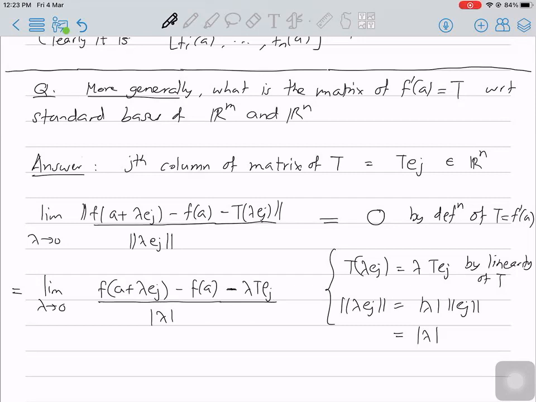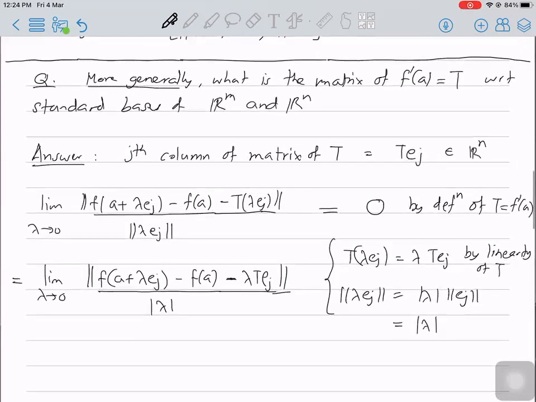So triangle inequality. Okay, so how do you want to use triangle inequality? Sir, there is a norm in the numerator, right? Yeah, sorry. There is a norm in the numerator over here. Yes, absolutely right. And this limit is equal to 0, right? So, what is it that we want to do?